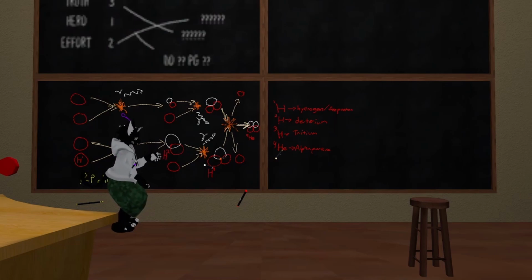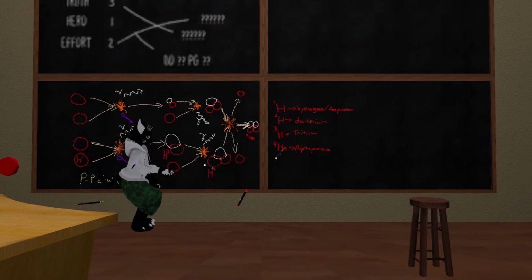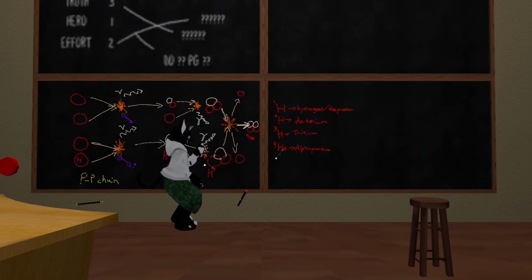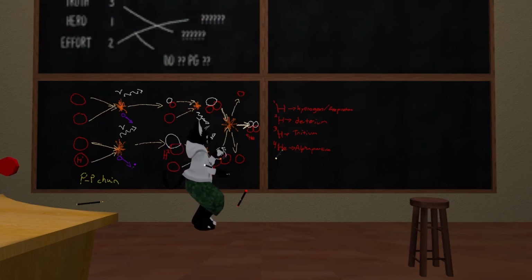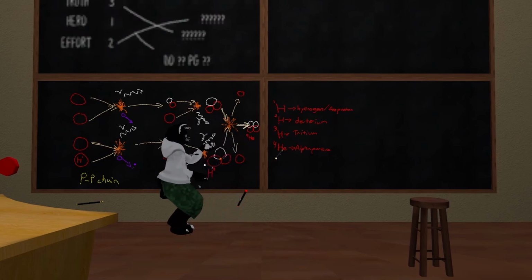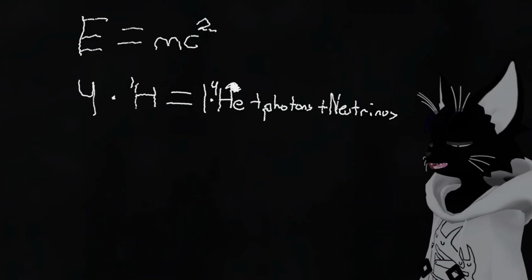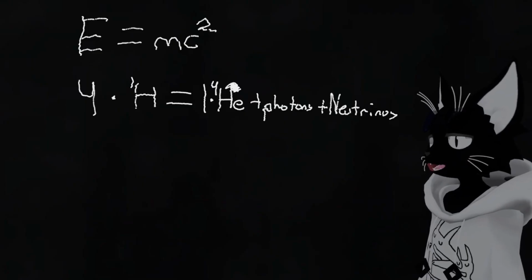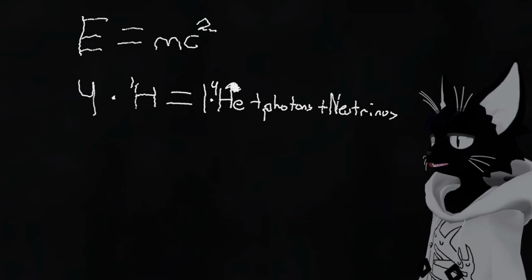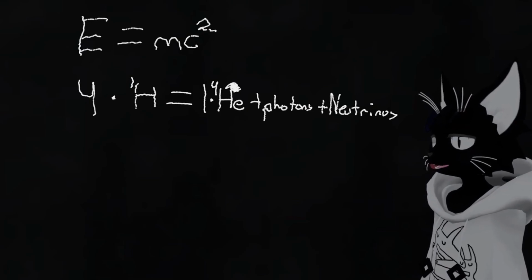A deuterium will then collide with another free proton to create a tritium, as well as a gamma ray. Two tritiums that have undergone the same process will eventually collide to form an alpha particle, as well as spit out two separate free protons. In the end, you end up with the equation 4 free protons equals 1 alpha particle plus photons plus neutrinos.